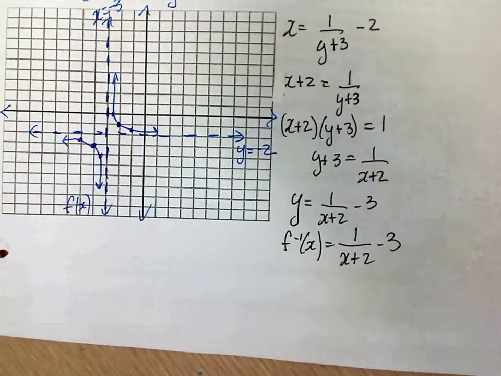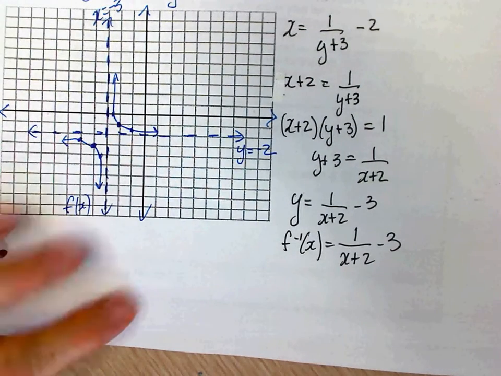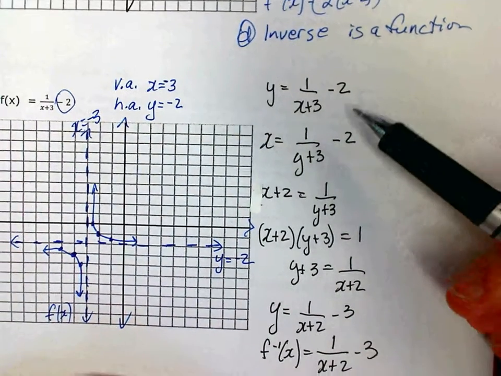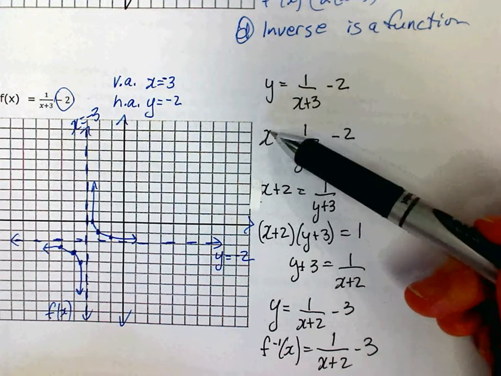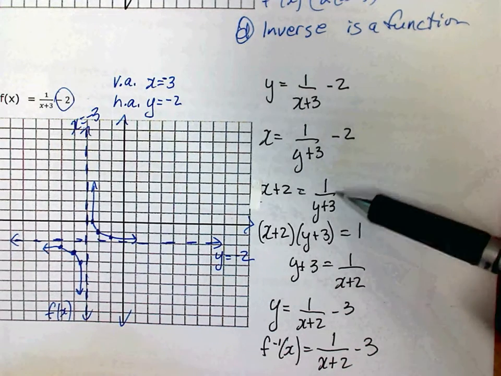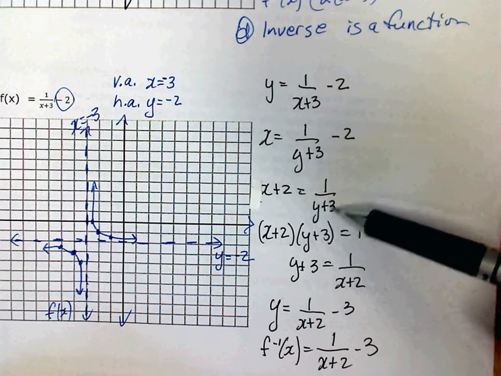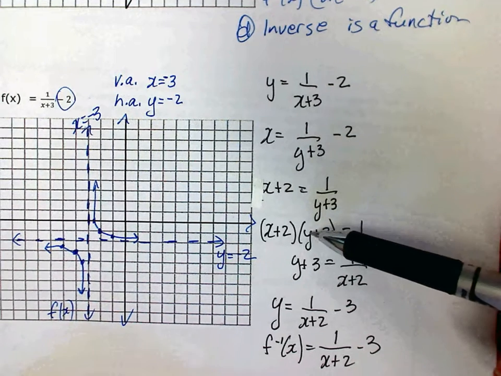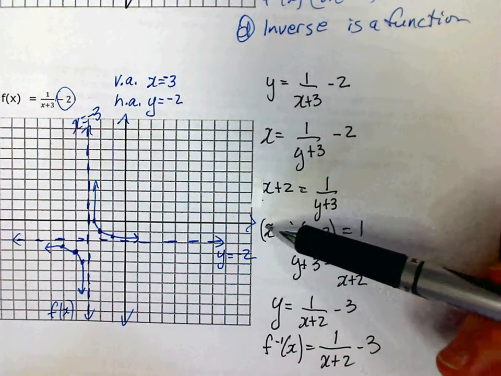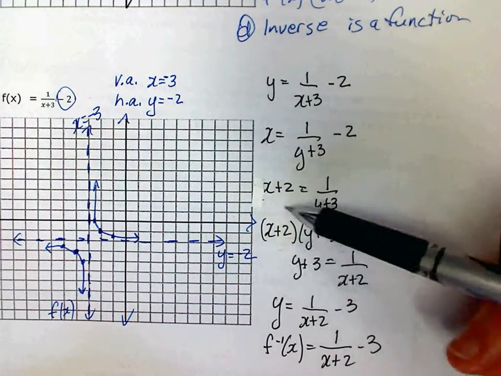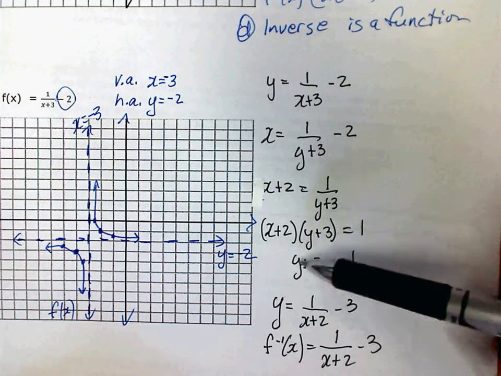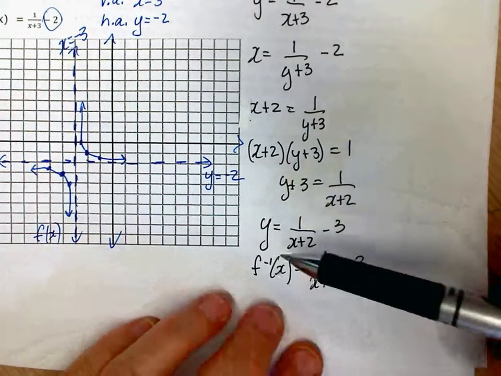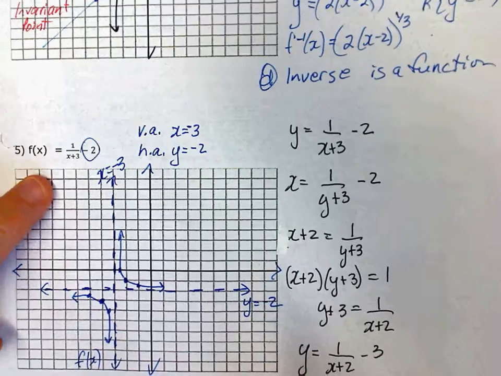Okay, I realize I went fast. So swap x and y, add 2 to both sides, multiply both sides by y plus 3, get rid of the denominator. I need to isolate y, so I divided both sides by x plus 2 to get rid of this, so I could start isolating y. Subtract 3 from both sides, there it is. Now use the original notation in the question, so you should write it like that with the inverse there.